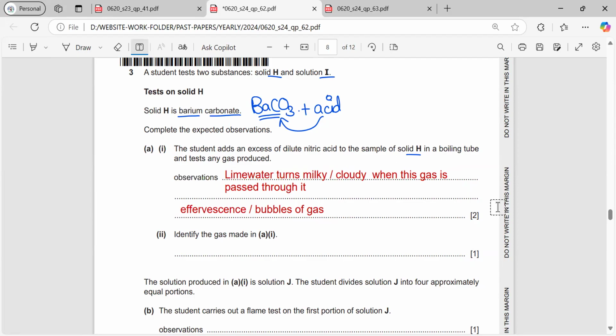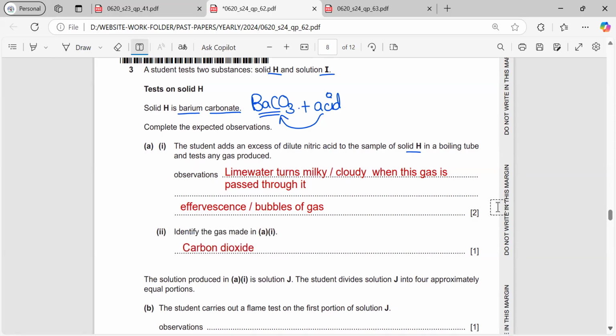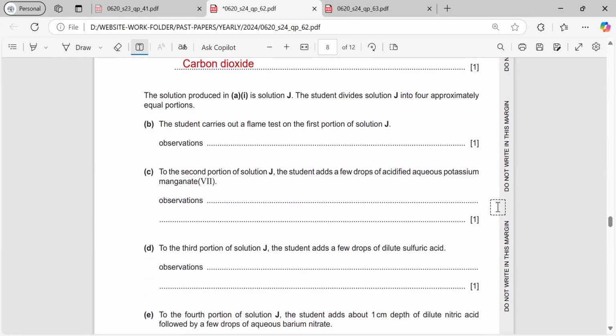Identify the gas made in A1. The gas is carbon dioxide. Next question, the solution produced in A1 is solution J. The student divides solution J into approximately 4 equal portions. Now first we'll see what solution J is.